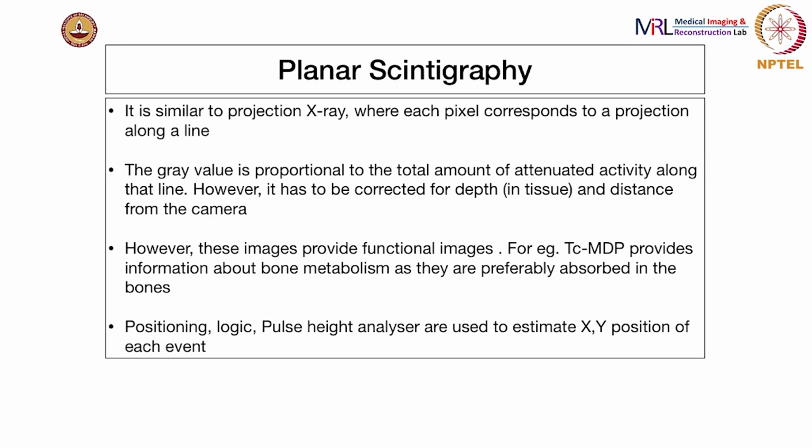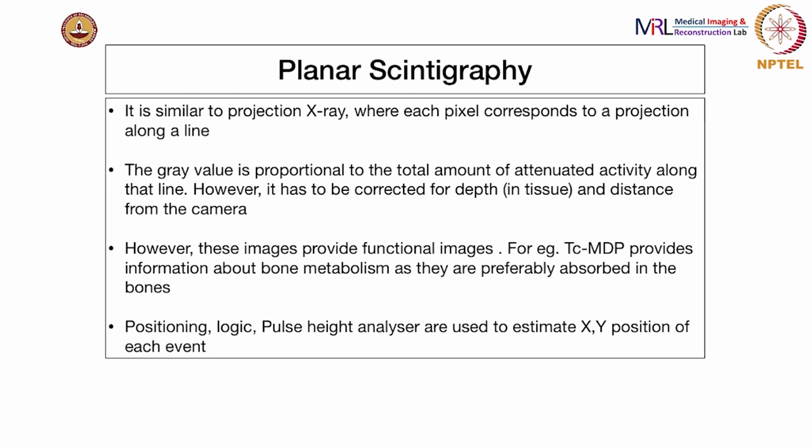Okay, so the gray value which is measured by the photomultiplier tubes is proportional to the amount of attenuated activity along that line, right? But it has to be corrected for depth and distance from the camera. I'll explain this slightly more. However, these are functional images.